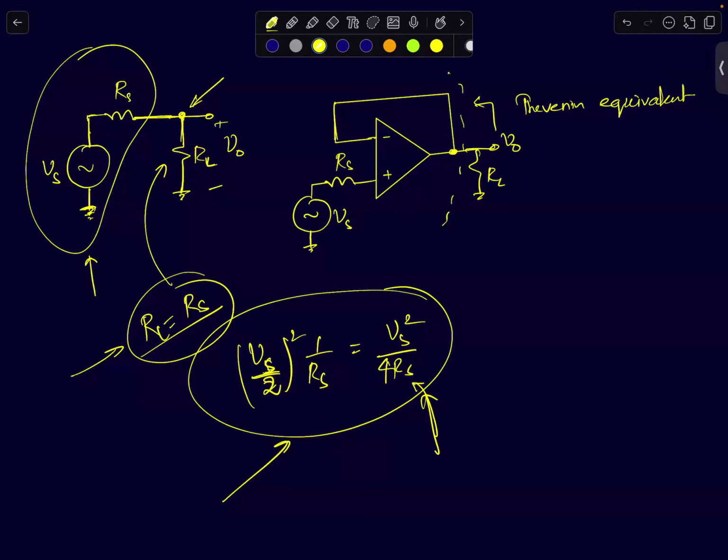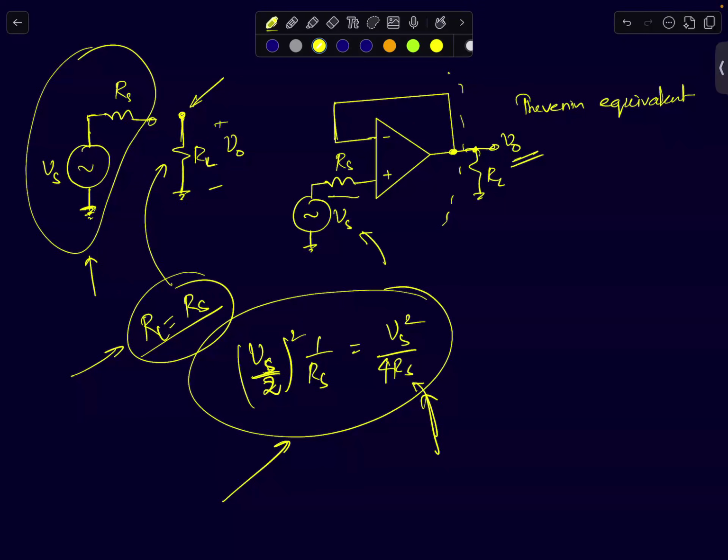Now, what I'm going to do is break this. Instead of directly applying the voltage source to the load resistance, I'm going to use an op-amp in voltage follower mode and then feed it to the load resistance. Now I'm interested in finding out the output node voltage. What will be the value of V0 in terms of Vs?